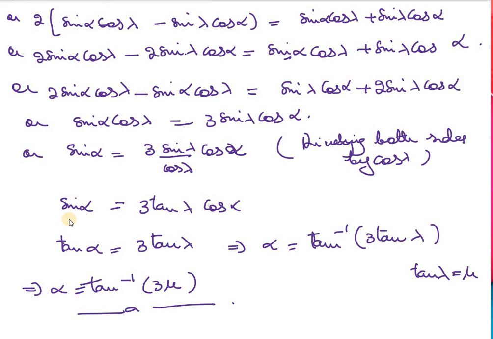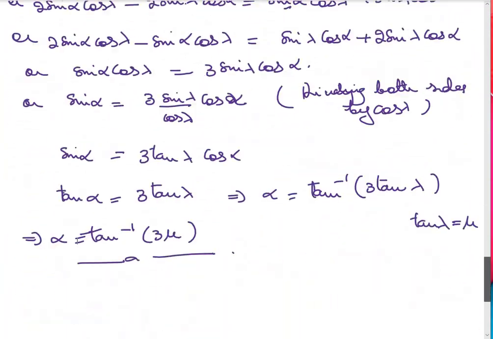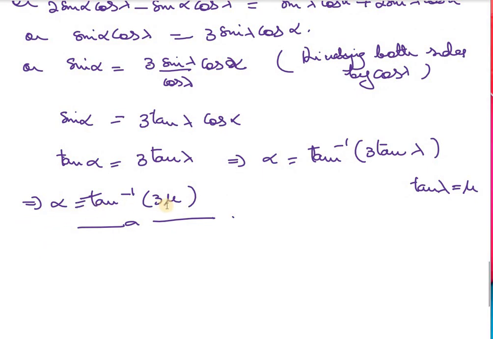So I hope it is clear now how to find the inclination of the plane, that is alpha, which is tan inverse of 3 mu. In the beginning, you apply the force P, which is just sufficient to sustain the body along the inclined plane. And the second is that when the force is of maximum magnitude, meaning you apply the maximum force, which is 2 times that force P, then the body starts moving upward. And what you have to find is the inclination alpha. So by resolving the forces along and perpendicular to the inclined plane, what we have seen here is that we have got the value alpha equal to tan inverse of 3 mu, where mu here is equal to tan lambda.